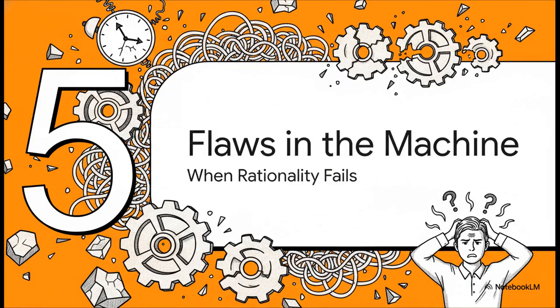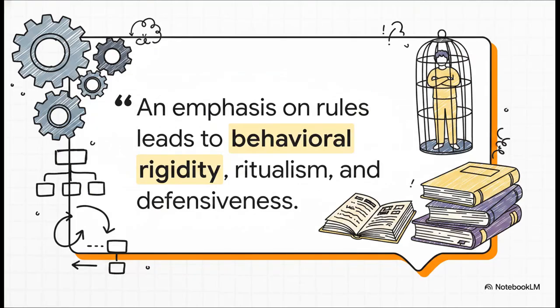Which leads us perfectly into Section 5, Flaws in the Machine. What happens when rationality fails? Let's examine where Weber's hyper-rational system falls apart in practice, building into those exact modern frustrations we all experience today. The very features designed to ensure efficiency can actually lead to total organizational paralysis. The sociologist Robert K. Merton coined a brilliant term for this: trained incapacity.